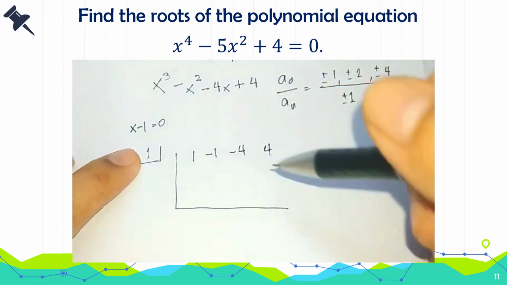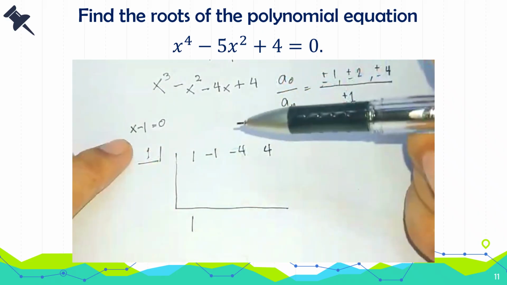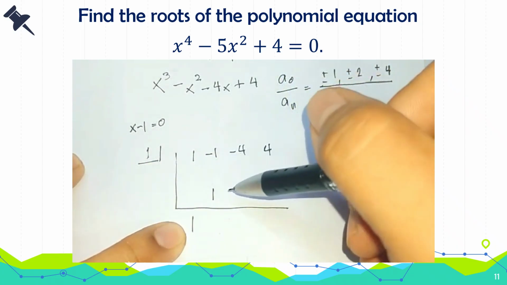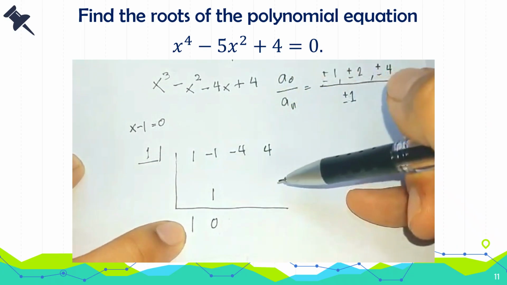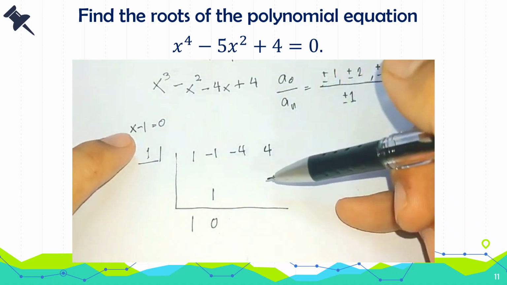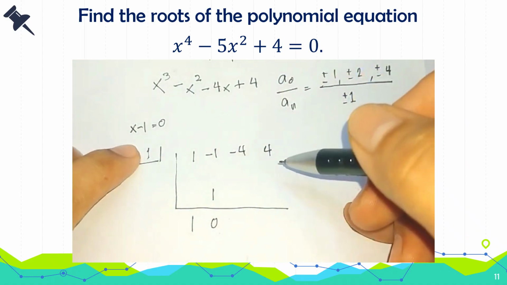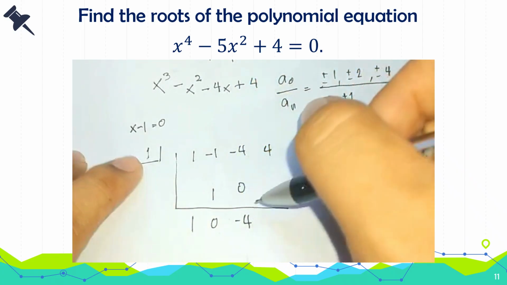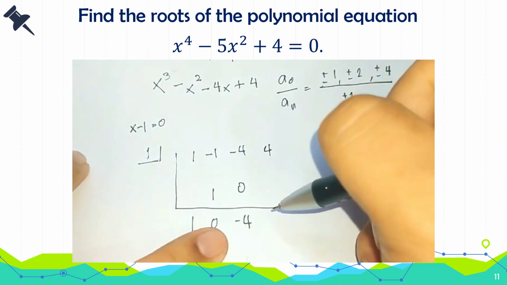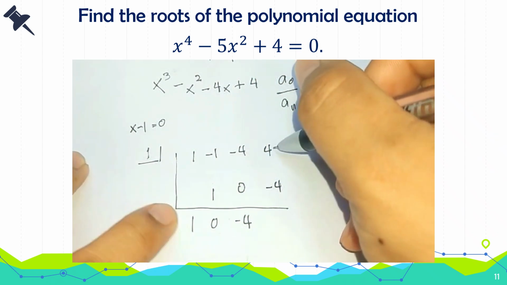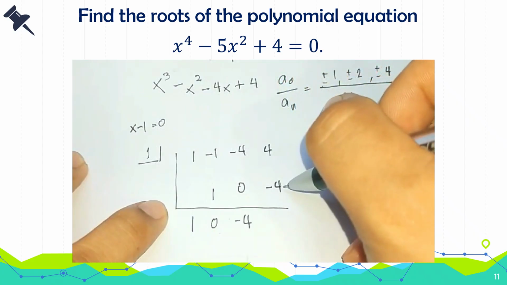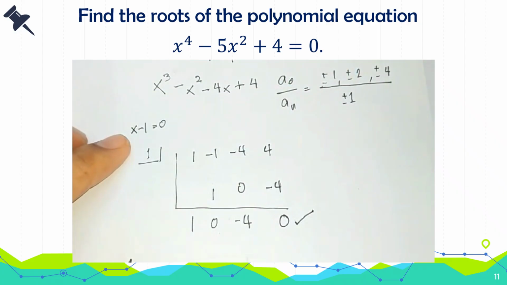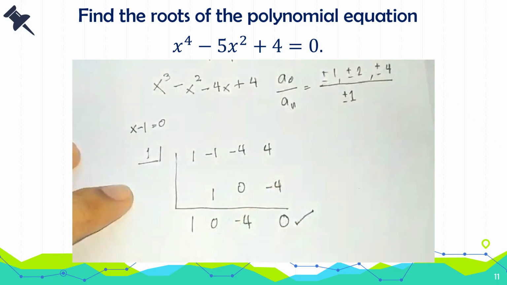Now let's proceed. Again, bring down the first value. 1 times 1 will give us 1. Negative 1 plus 1 will give us 0. 1 times 0 will give us 0. Negative 4 plus 0 is negative 4. 1 times negative 4 will give us negative 4. 4 plus negative 4 will give us 0. The remainder is 0, therefore, x minus 1 is a factor of this expression.